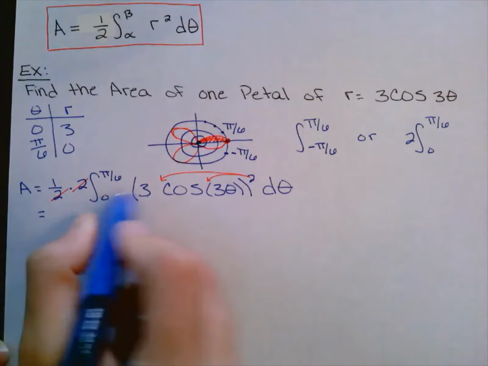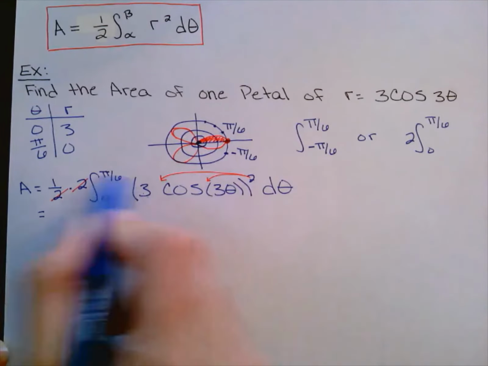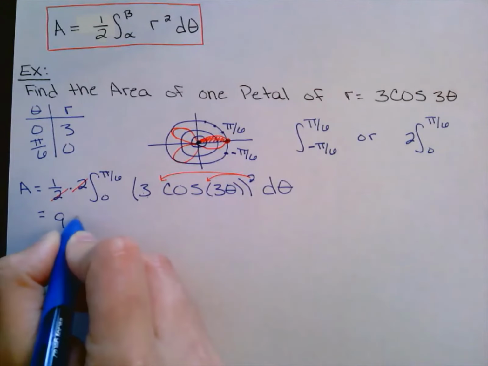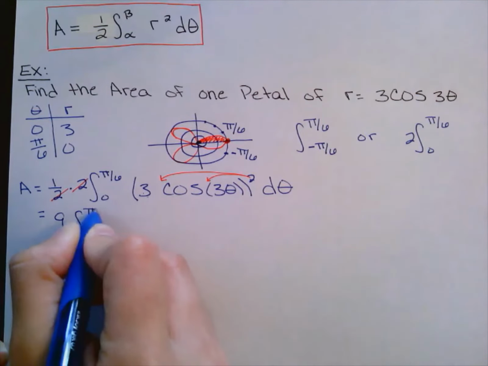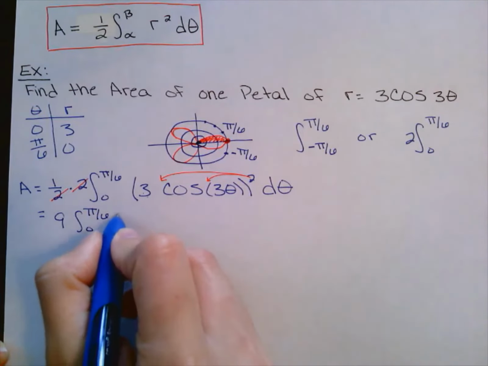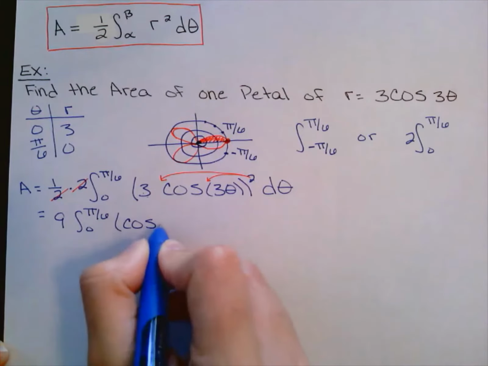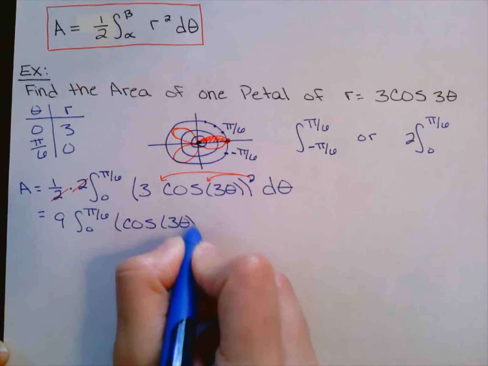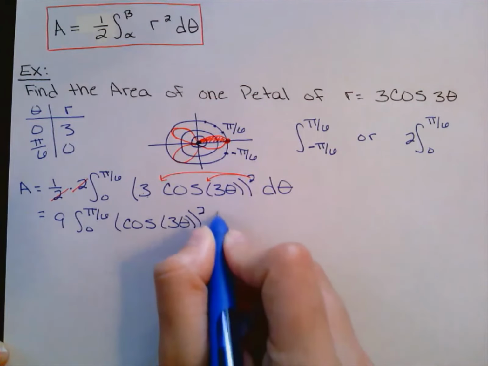And I'm going to have, so remember, 3 squared is 9. I'm going to bring it out as a coefficient. And now I have cosine. I'm going to leave the squared on the outside. It's going to be easier for integration purposes.